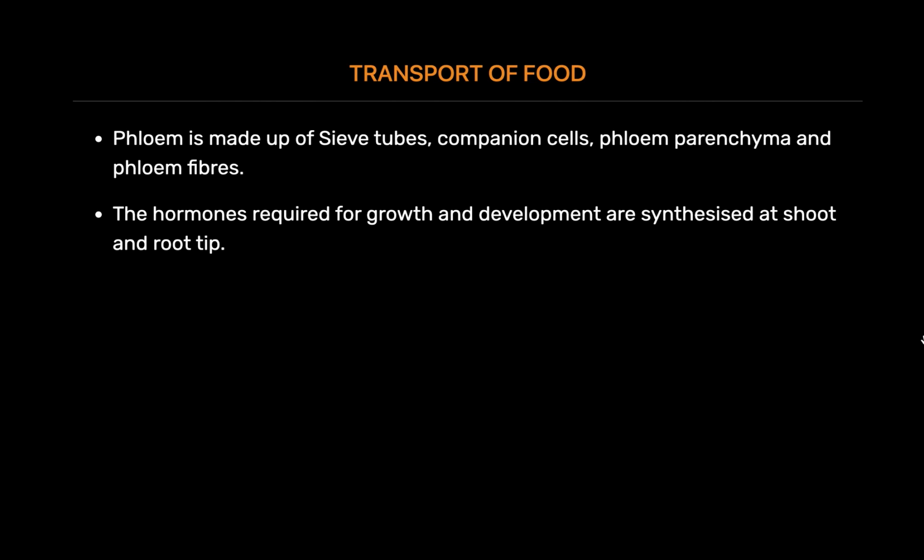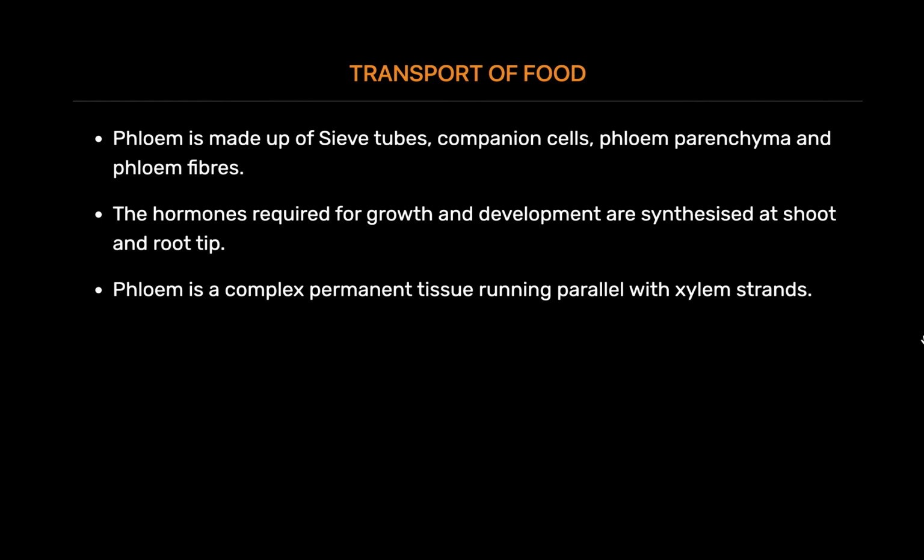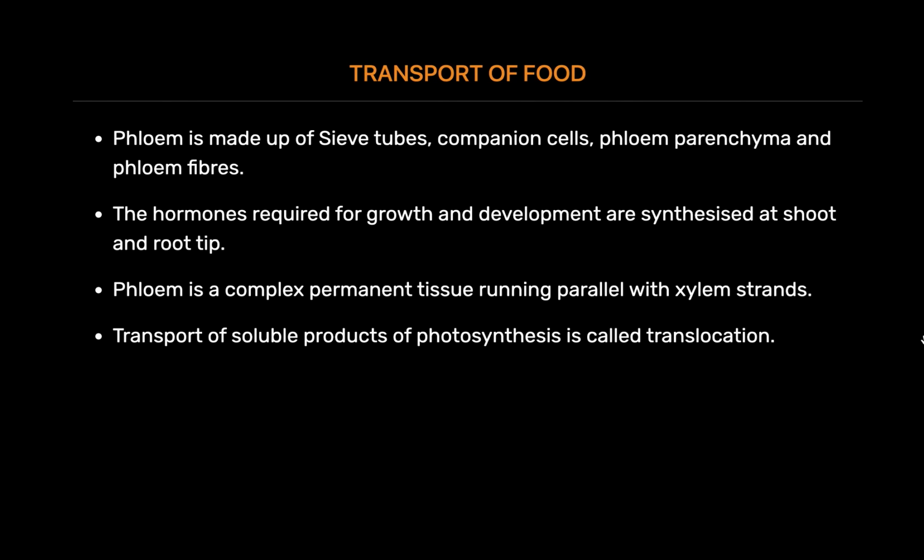The hormones required for growth and development are synthesized at shoot and root tip. Phloem is a complex permanent tissue running parallel with xylem strands. Transport of soluble products of photosynthesis is called translocation.